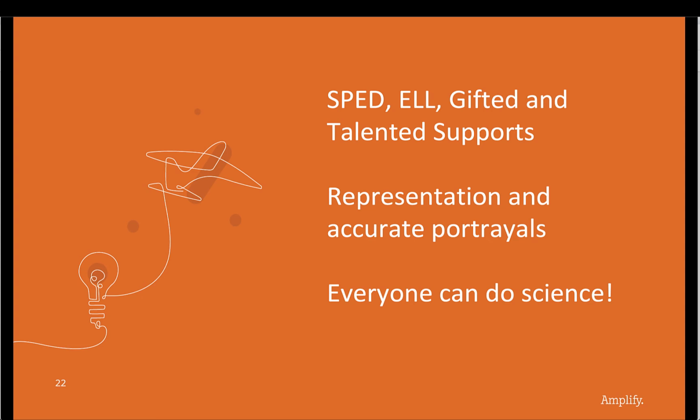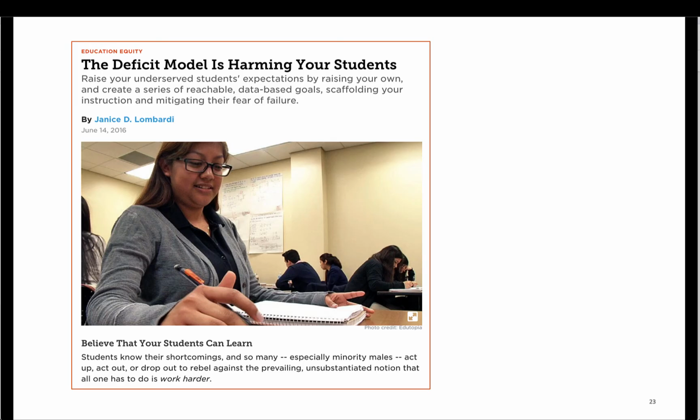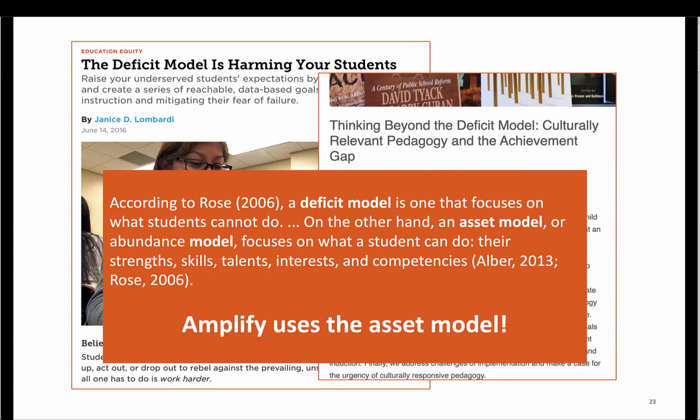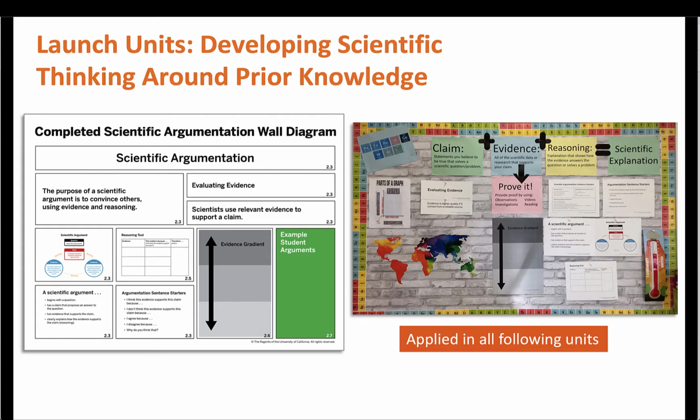And we know that representation and accurate portrayals are important so everyone knows they can do science. So a lot of research is out there recently showing that the deficit model actually harms students. And what is that deficit model? The deficit model was very common in the early 2000s, where we lower the expectations. We lower the lexile by taking out key words. We lower those. That actually harms our learners. Instead, Amplify uses what's called an asset model. We're going to tap in to what students can do, their talents, their interests, and their native skills.